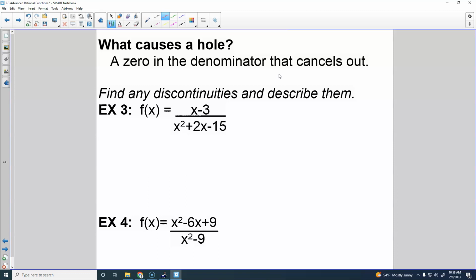Okay, so most of the problems you're going to see are going to look something like this. Find any discontinuities and describe them. So it's important to remember discontinuities only come from the denominator. It is okay to have a 0 in the numerator. So when I'm doing a problem like this, the first thing I'm going to do is, if I see something squared, I'm going to try to factor it. So I've got x squared plus 2x minus 15, and I'm going to factor that. I'll have an x here and an x here. I got -15, so that's going to be a +5 and a -3 for that.